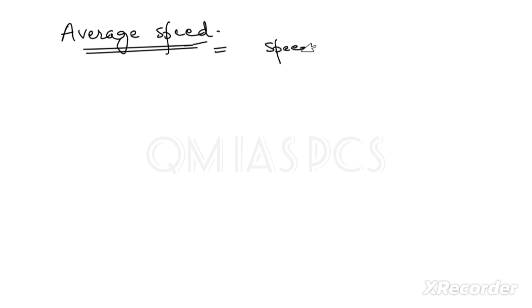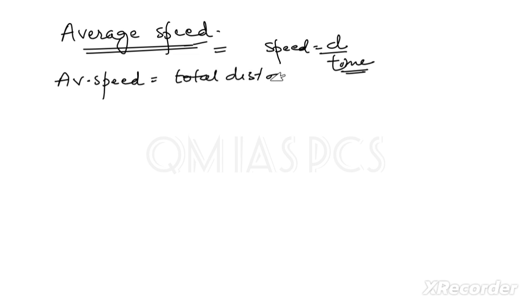Whenever we have to find the average speed, we have understood this topic, so we are just going through it. What is the value of average speed? Simple. What is the formula of speed? Speed is equal to distance by time. The same thing we have to follow here. So average speed is equal to total distance divided by total time.